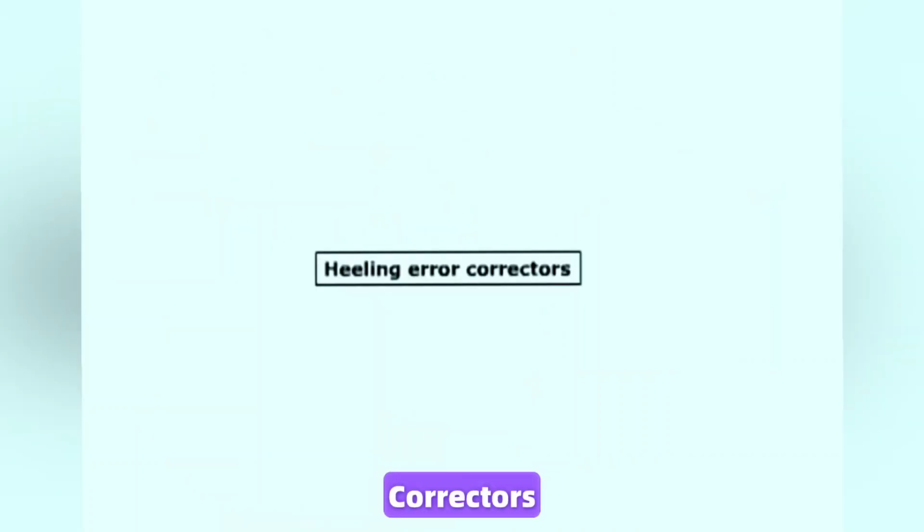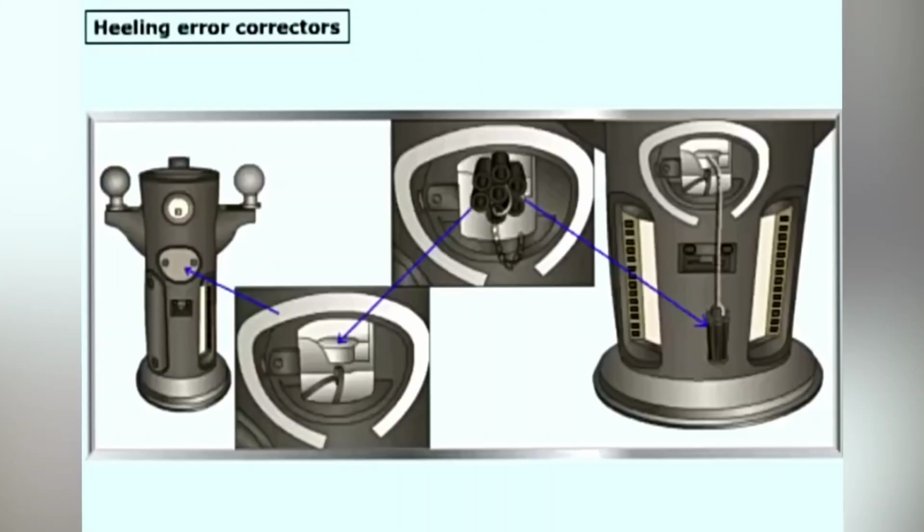Heeling error correctors. Vertical magnets below the compass correct the effects of force R, EZ, and KZ. Heeling error correction will be explained in another topic.